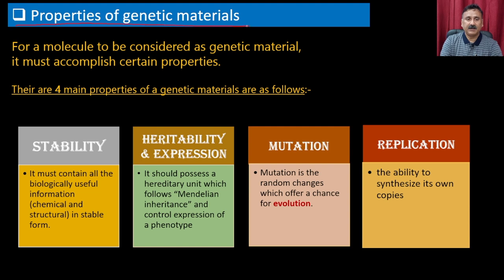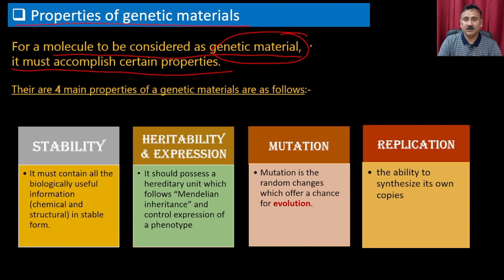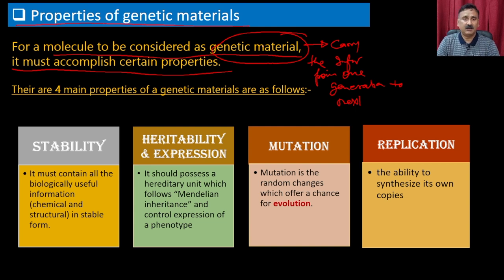Now the first question comes, what could be the properties of the genetic material? What could be the possible or probable properties a molecule should have, then only you can say, okay, this is the genetic material. So, the properties of the genetic material. For a molecule to be considered as the genetic material, it needs some requisite parameters to accomplish its task. What is the task? The task is to carry the information from one generation to the next generation, and that's why it should have prerequisite conditions.